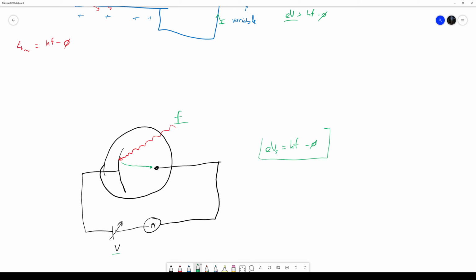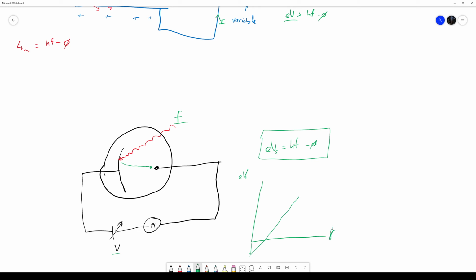And if I plot stopping potential against frequency, I get a graph with a gradient h, hopefully, and technically I've got an intercept of minus phi somewhere down there. Well, sorry, if I plot stopping potential multiplied by charge on an electron, then I should get something like this.